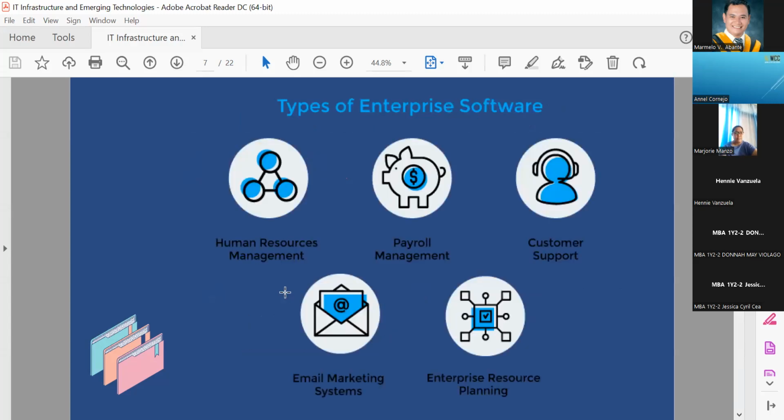Ito yung ating ginagamit sa HR, yung ating human resources management system, our payroll management, the customer support system, email marketing system, yung halimbawa sa atin, sa company natin, our document tracking system, and yung enterprise resource planning.